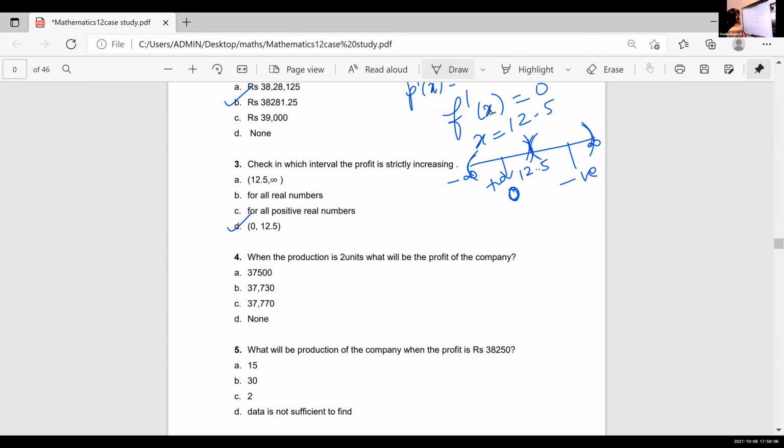What is the answer? When x is 2, Ashwin, what is the profit? And next, fifth one. Aditya Raj is present. Fifth one, Krishna Chandran, give the answer. What will be the production of the company when the profit is 38250? 1 minute.